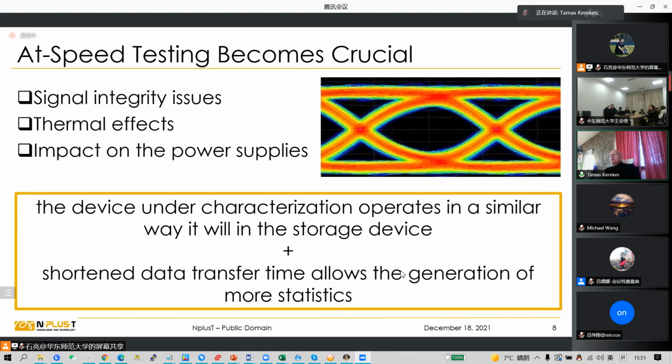So we always say that you have to do the characterization in a similar way as it will work in the storage device, and it includes also the interface speed. So if you want to run the SSD at 1.6 gigatransfers per second, this is the speed you need to do the characterization. And of course, higher speed saves your time and shortens the time to do the characterization, and you can do more statistics. Go ahead, please.